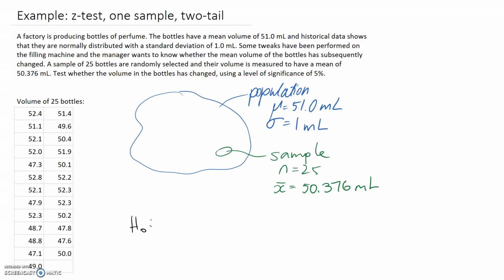So H0, that's going to be the hypothesis of no change. So if our population has a mean of 51, that's going to be our null hypothesis, that the mean doesn't change, it's still the same. The alternative, which is H1, that's going to be the hypothesis of change. So what we're looking at is whether the mean volume of the bottles has subsequently changed. When we say changed, that means the mean volume could have gone up or it could have gone down. So when we write it out this time, we're just going to say that the mean does not equal 51, which means again, it could go up or it could go down.